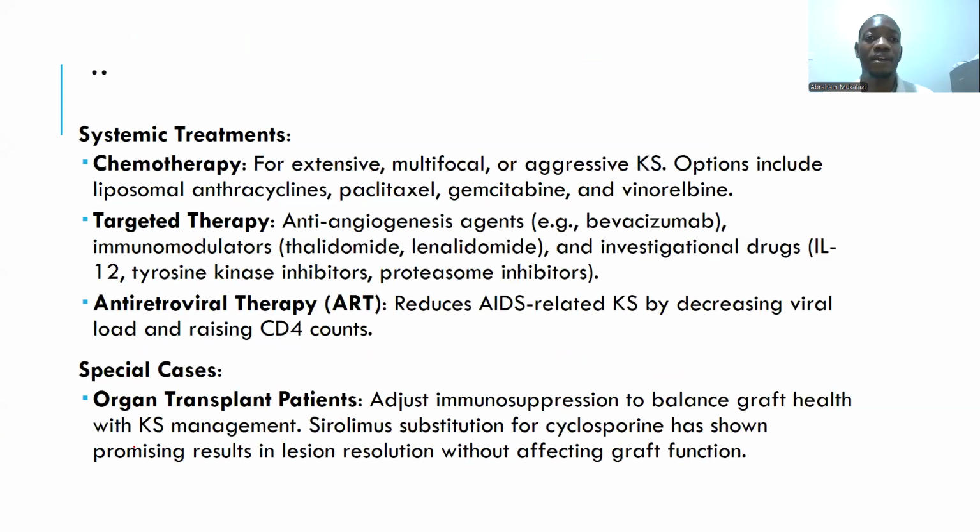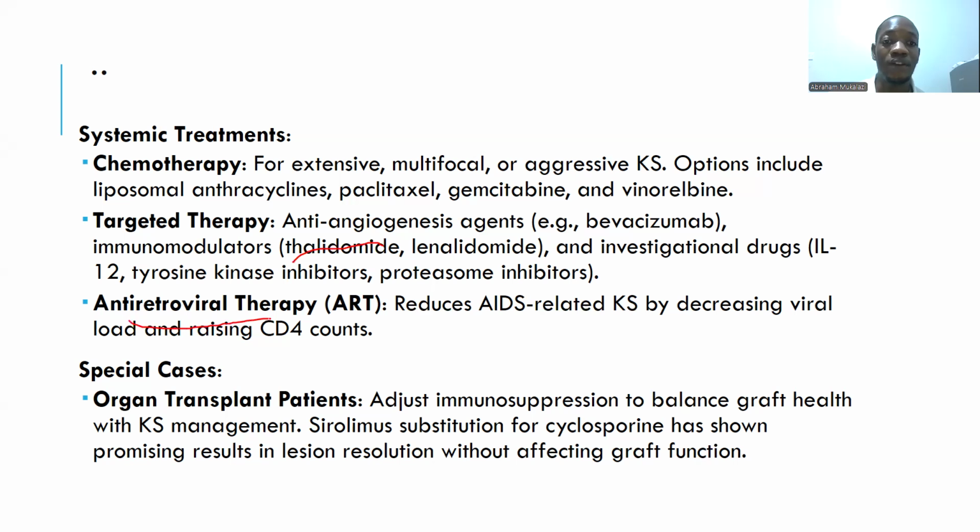So in systemic treatments, you can give chemotherapy if the patient has extensive multifocal or even aggressive KS. In this case, you can opt for liposomal anthracyclines or things like paclitaxel, gemcitabine, or even vinorelbine as the drugs of choice. You can also do targeted therapy. In this case, you can give anti-angiogenesis agents like bevacizumab, and this is a biologic, still more expensive. We can also give immunomodulators like thalidomide, though it has a lot of side effects. You have to weigh the benefits versus the risks when you're giving this drug. Then there are also other investigative drugs like interleukin 12 and tyrosine kinase inhibitors. They are still under investigation, and possibly when they're out, we shall see their role in management of Kaposi sarcoma.